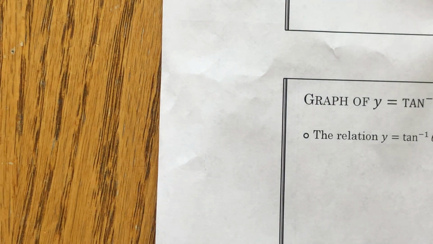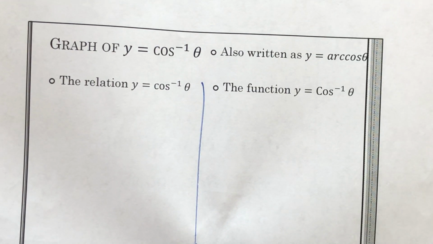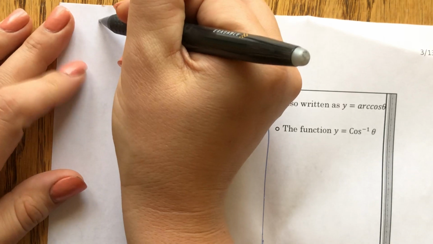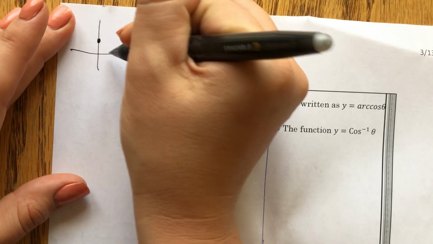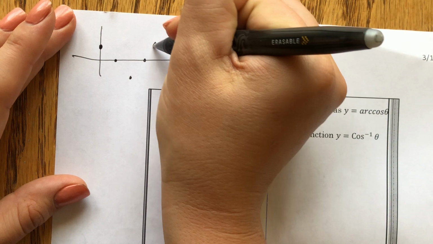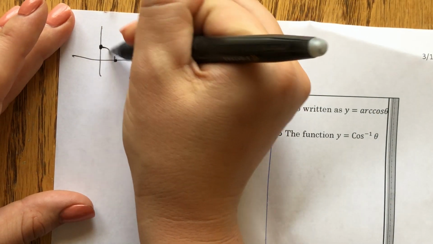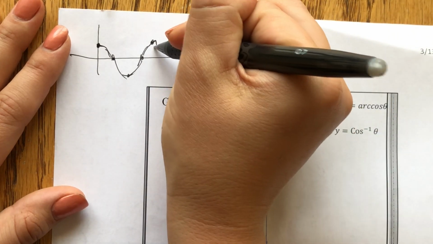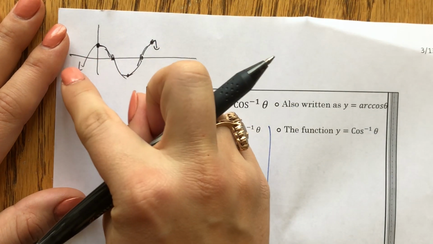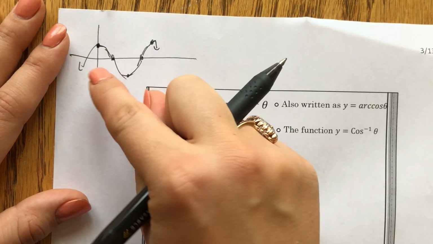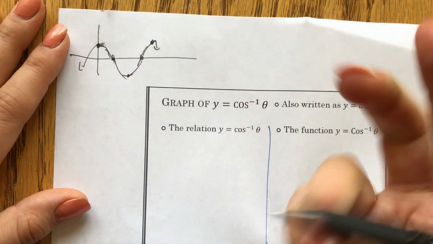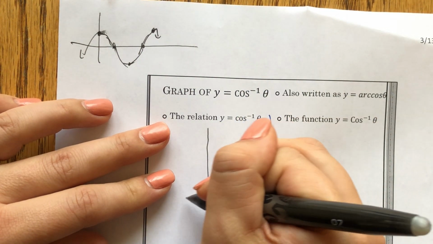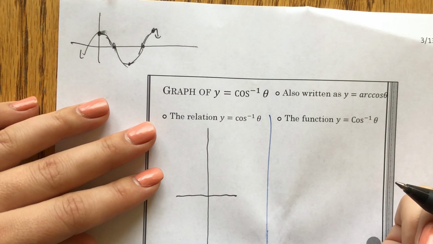Alrighty, let's move on to cosine. So I'm going to graph cosine. I'll do this one a little quicker. Cosine, just like sine, they're both sinusoidal functions, right? Cosine wraps around the x-axis, so its inverse is going to wrap around the y-axis.